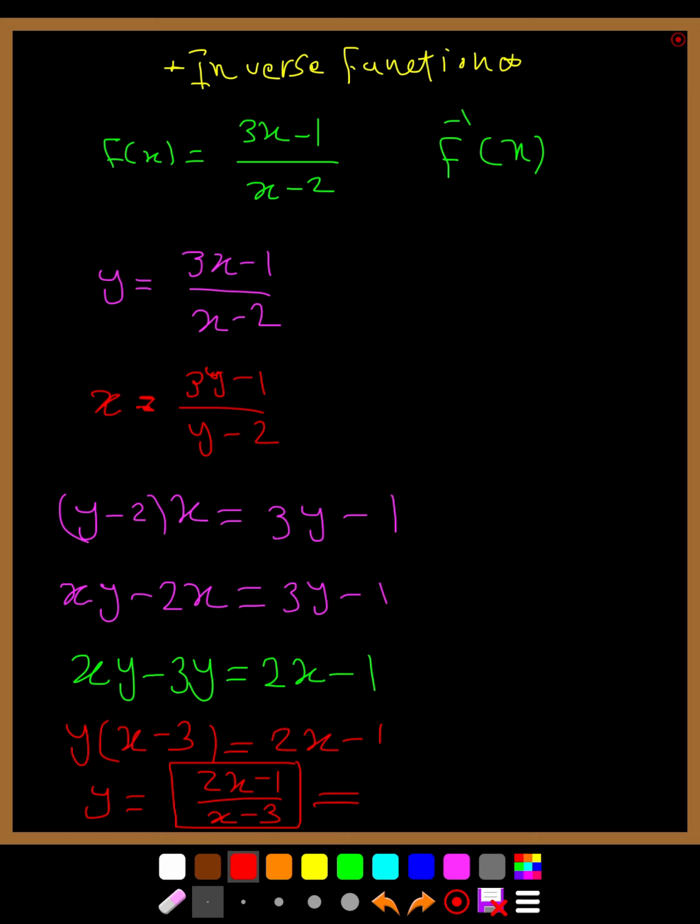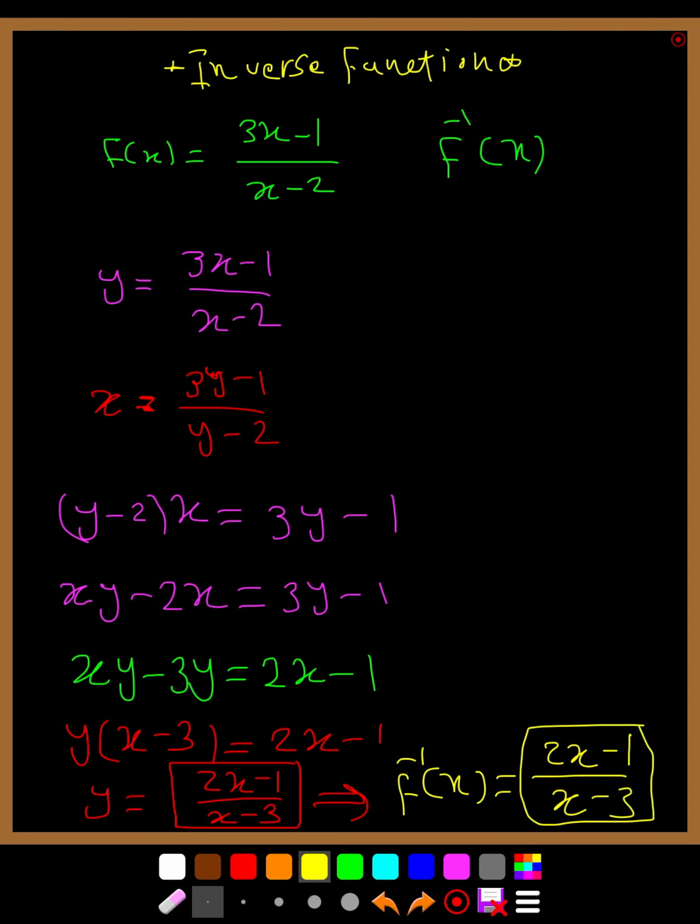Instead of y, you put f inverse of x equals 2x minus 1 over x minus 3, and this is your final answer. What can you notice or figure out here? You can figure out that y changed to be x, and from the beginning it was y equals 3x minus 1 over x minus 2. See, now everything changed, right? So here y equals 2x minus 1 over x minus 3, and we call this one f inverse of x or inverse function.